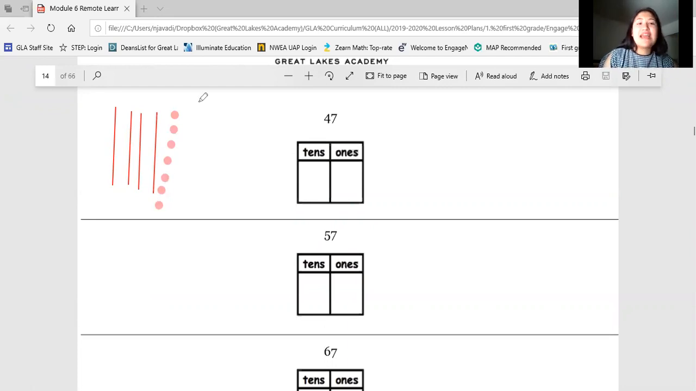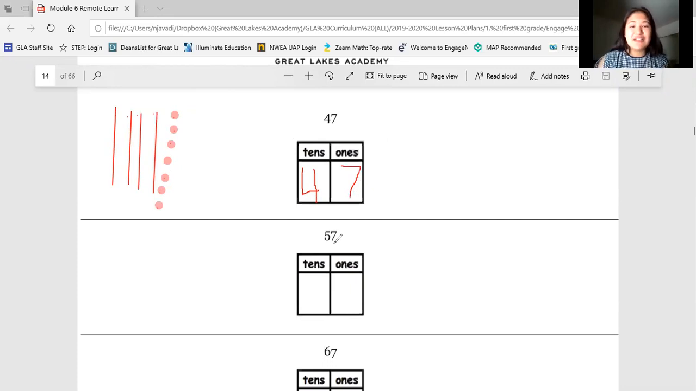Nice job. Now we can fill in our place value chart. How many tens did we draw? Let's count them. 1, 2, 3, 4. I'm going to write 4. And we know that we drew 7 ones. Let's double check. 1, 2, 3, 4, 5, 6, 7. 7 ones. Great. Now let's do the next one.